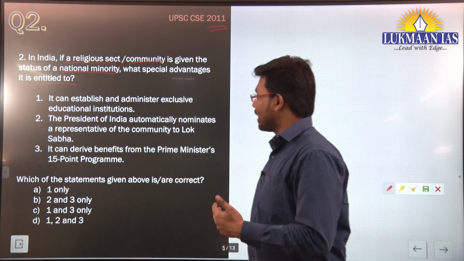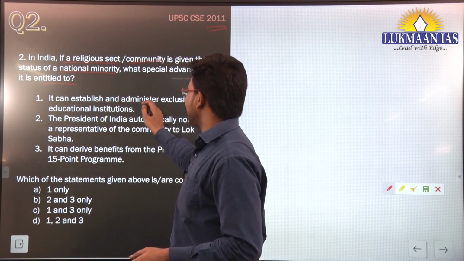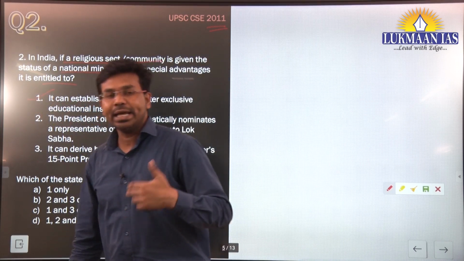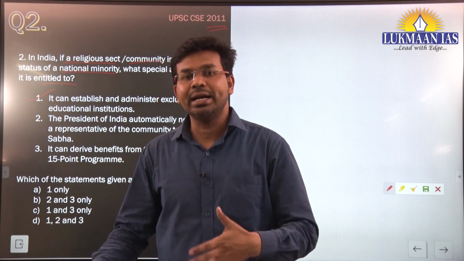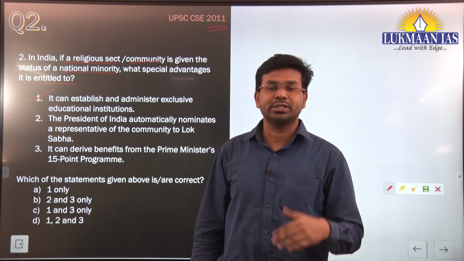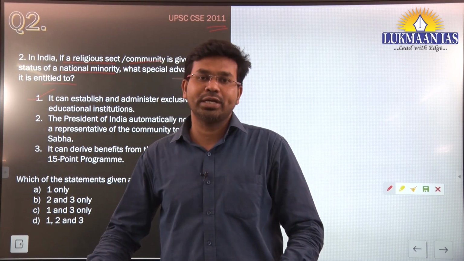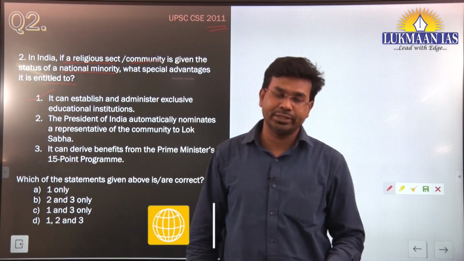One option here says that it can establish and administer exclusive educational institutions. You might have read in the fundamental rights in the Constitution of India under Article 29 and 30 that talks about right of the minorities to establish educational institutions of their own choice. Certain rights are given. These are known as cultural and educational rights.